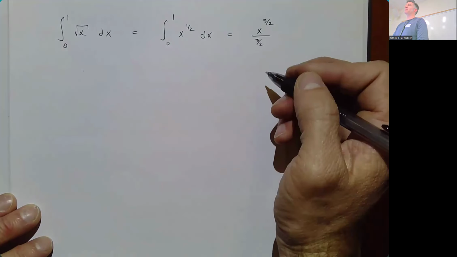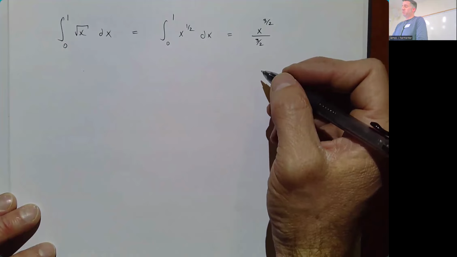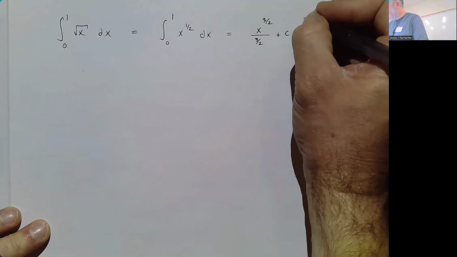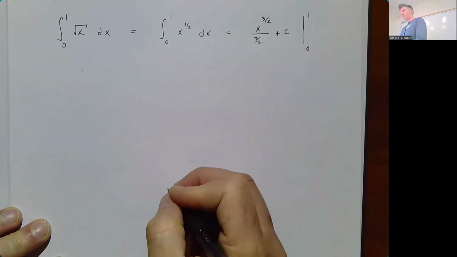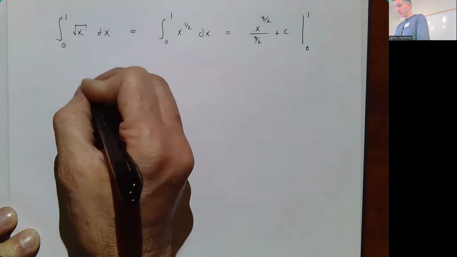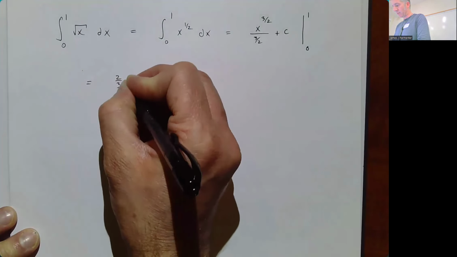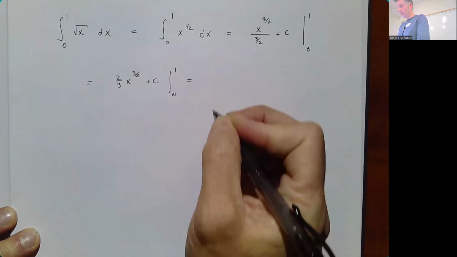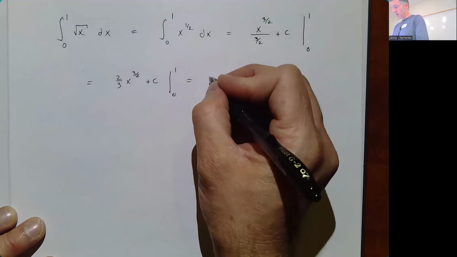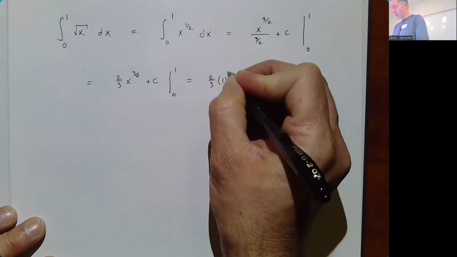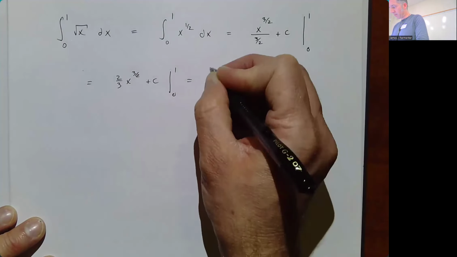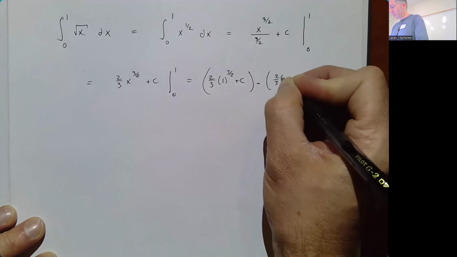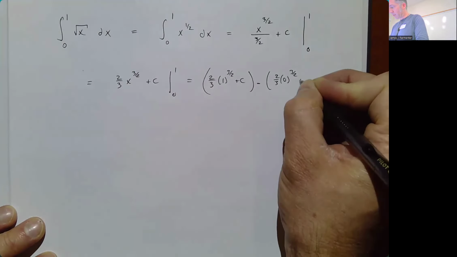Do I need a plus C? It doesn't hurt, although I don't need it. You'll see why. Evaluated from 0 to 1. I'm going to rewrite this to make it nicer. That's going to be 2/3 x to the 3/2 plus C, evaluated between 0 and 1. We plug in the top limit first. We get 2/3 times 1 to the 3/2 plus C, minus, we plug in the bottom limit second, 2/3 times 0 to the 3/2 plus C.